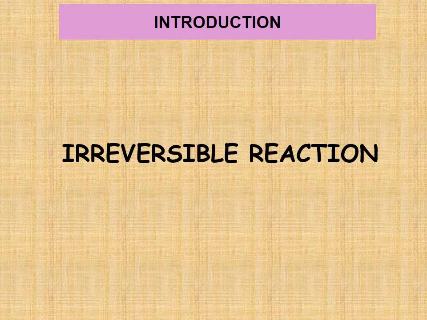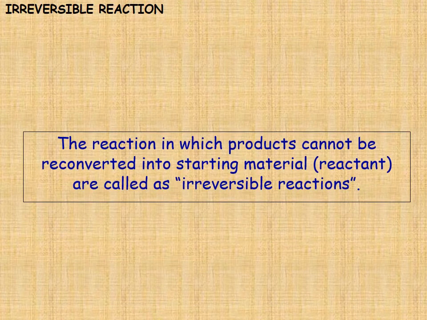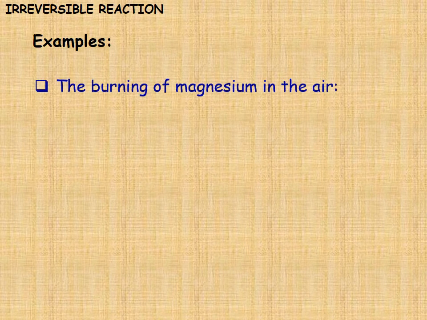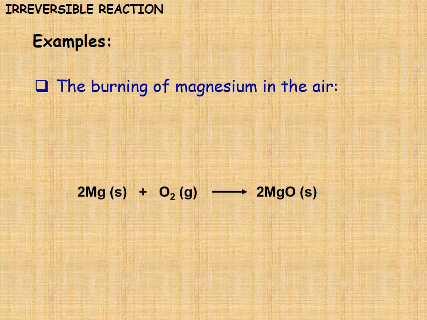Irreversible reaction. The reaction in which products cannot be reconverted into starting material, the reactant, is called an irreversible reaction. Examples of irreversible reaction: the burning of magnesium in the air.